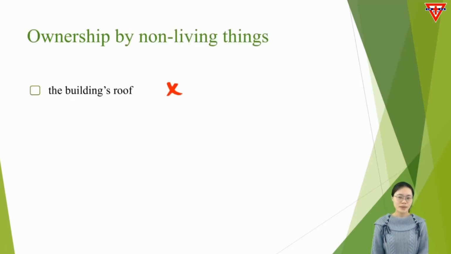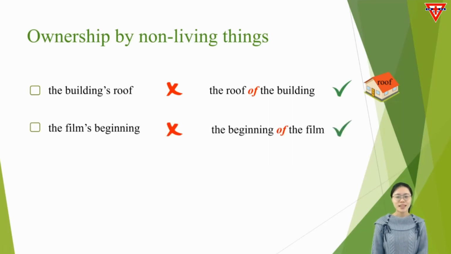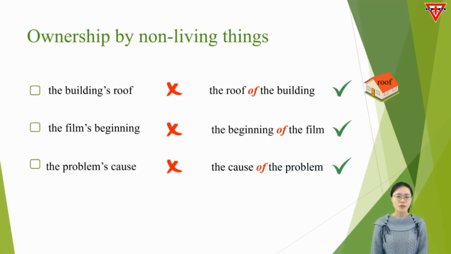Here are more examples. We don't say the building's roof, but the roof of the building, because a building is a non-living thing. It can't own the roof. The roof of the building means the roof is part of the building. Similarly, we say the beginning of the film, the cause of the problem, and the back of the car, as the film, the problem, the car are all non-living things.